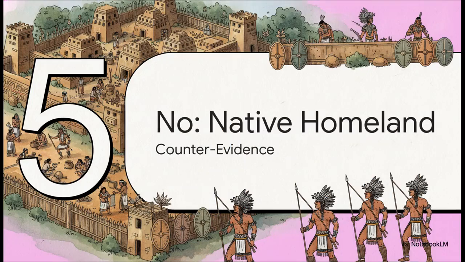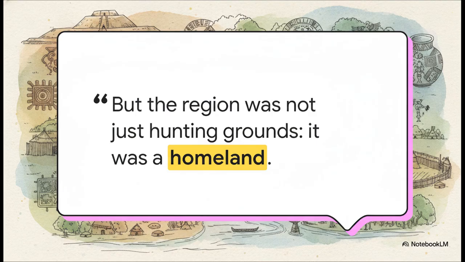So that leads us to Section 5. Arguing no, that it was a native homeland, using counter-evidence from the text. Let's see how we might construct a really strong no argument. How do we prove, using the text, that the land was actually highly populated, culturally complex, and fiercely defended?